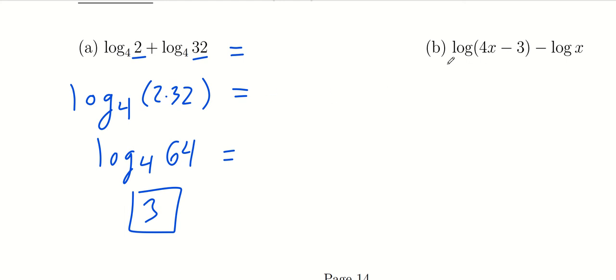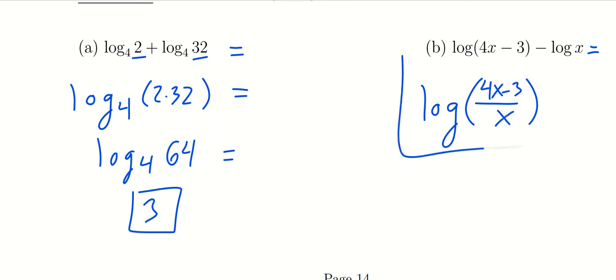Let's take a look at the next one. We want to condense these. Notice that these are both common log. We have common log of 4x minus 3, subtracting common log of x. Because there's no coefficients out in front, we can just go directly to the quotient rule. The quotient rule says we can write it as a single logarithm of the quotient of the first value, 4x minus 3, with the second value, x.